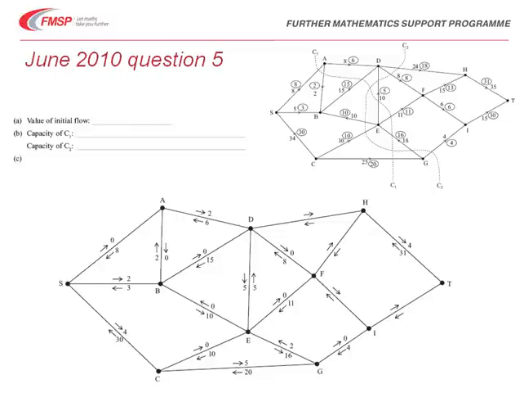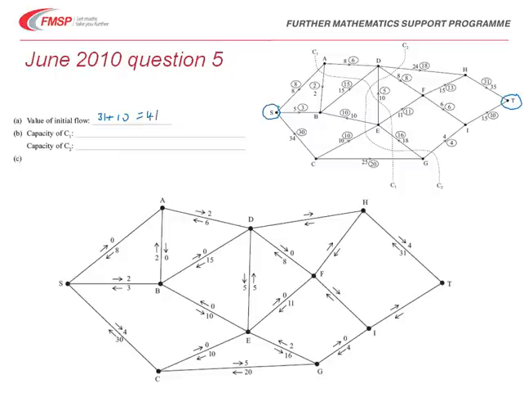Well, the first part of the question asks for the value of the initial flow. We can get that either by looking at those arcs coming out of S, alternatively those coming in to T. So if we use those going into T, we can see that the flow is 31 plus 10, giving us a total of 41.